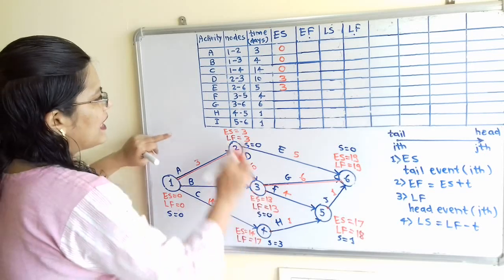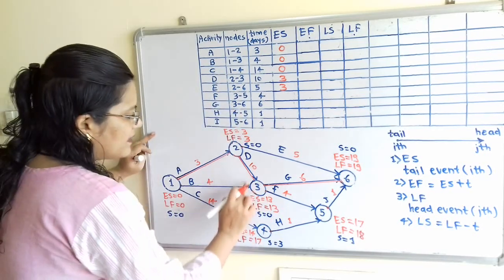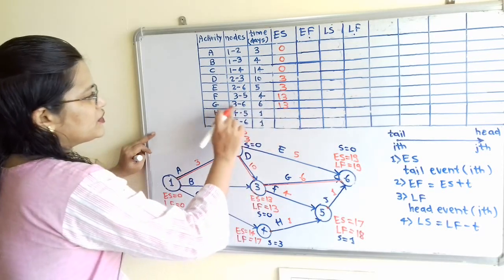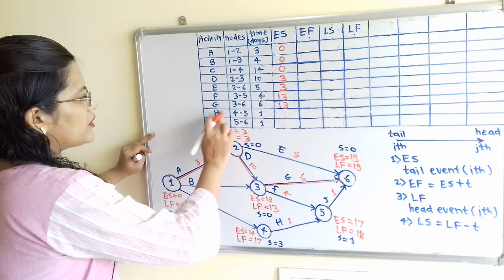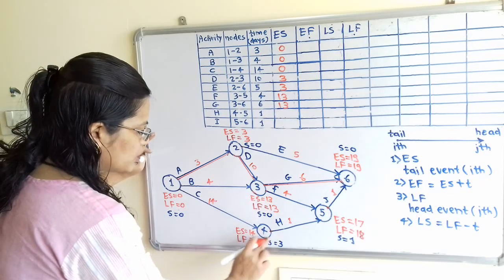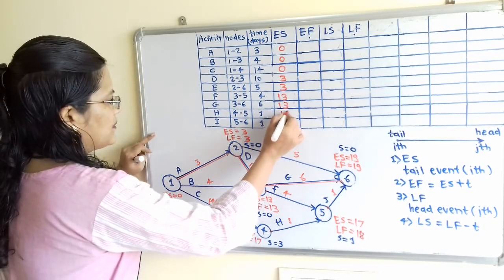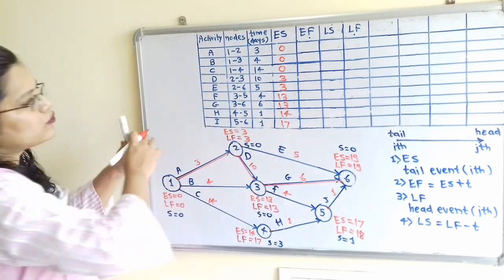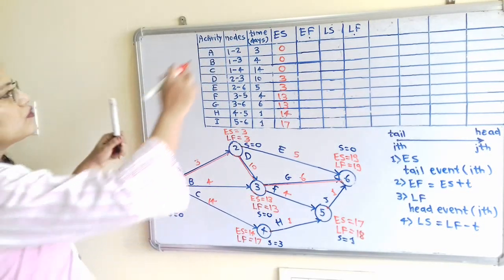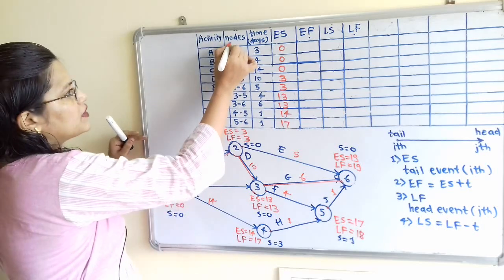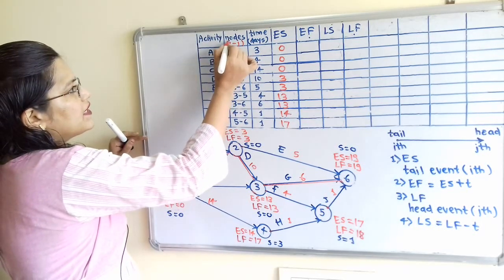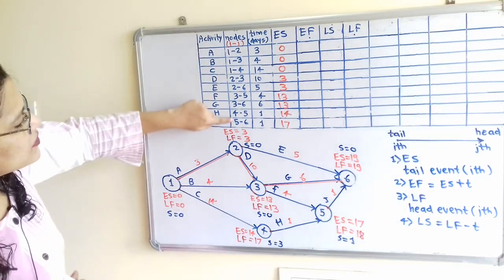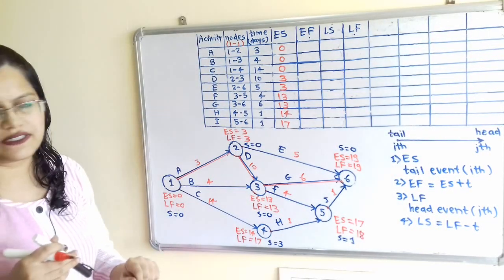Now for activity F, node 3 is there. So at 3, ES is 13. For activity G also 3 is there. Now for activity H it is 4. So at 4, ES is 14. And at node 5, ES is 17. So we refer to these nodes as mentioned in the question, that is the I to J. The first events are known as the ith event.